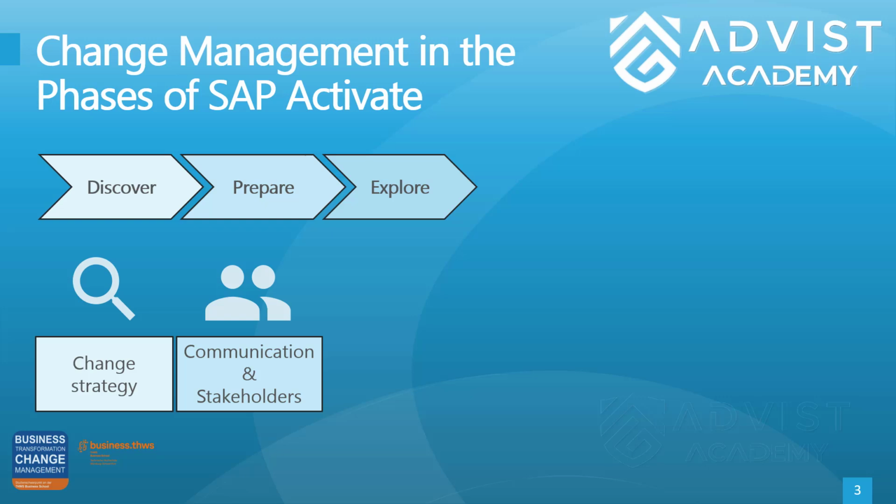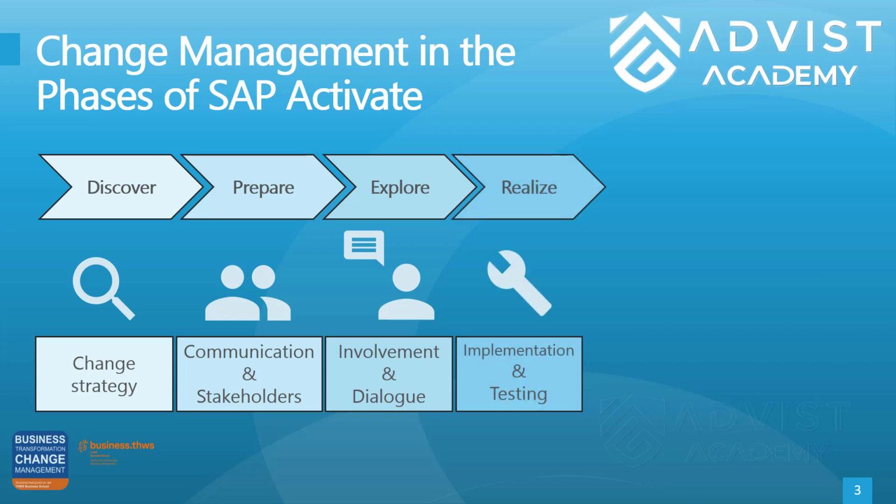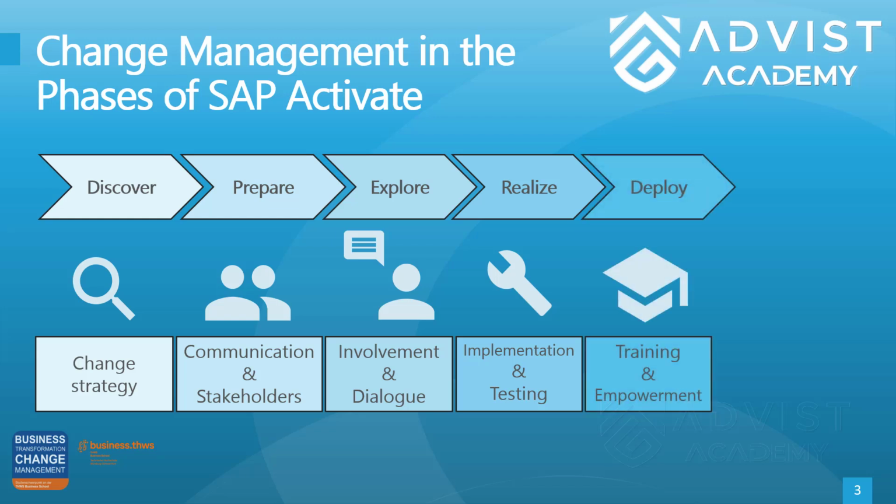In the Explore phase, employees are involved early, for example through Fit to Standard workshops. The first implementation of the communication plan also begins here. Realize stands for implementation and testing, accompanied by the development of training materials and a detailed change impact analysis to make concrete changes visible. The Deploy phase focuses on training. Employees are enabled to work confidently with the new solution.